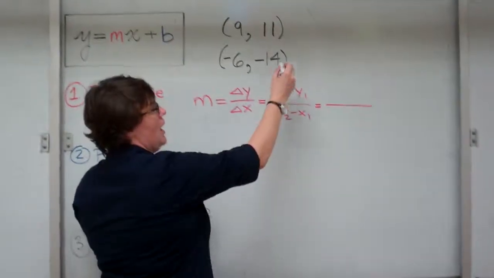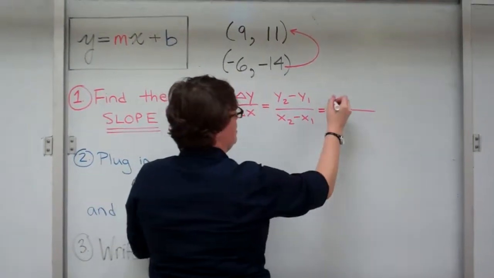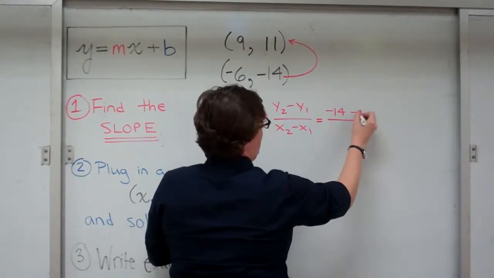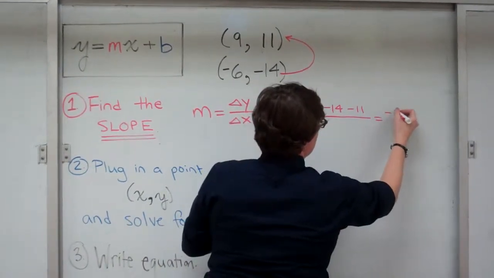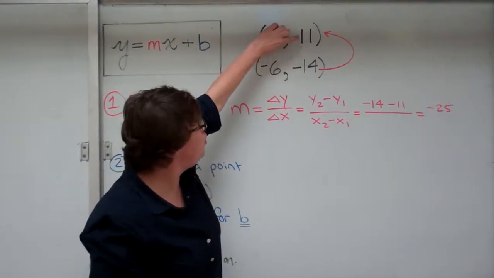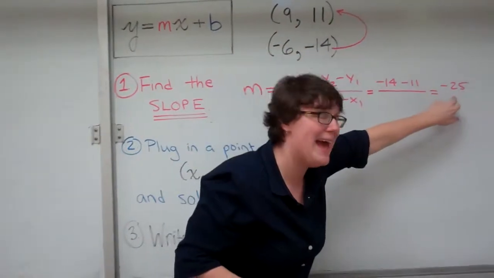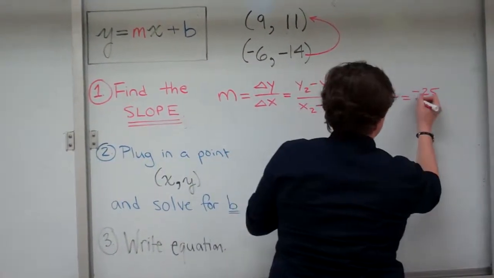In my numerator, I'm looking at negative 14 minus 11, which is negative 25. What that represents is the fact that if you were all the way up at 11 and you went down to negative 14, you went down 25 units.